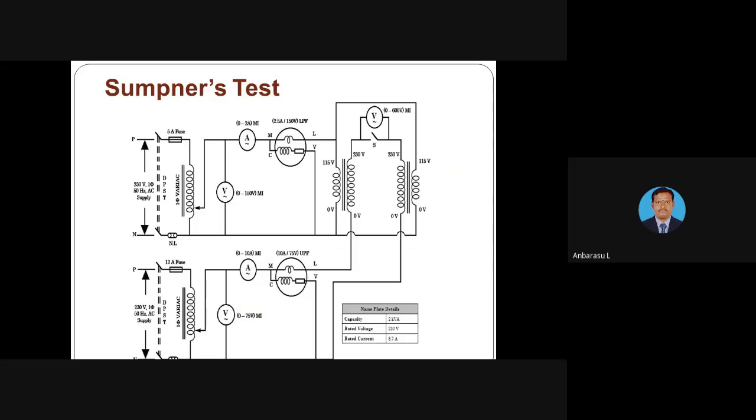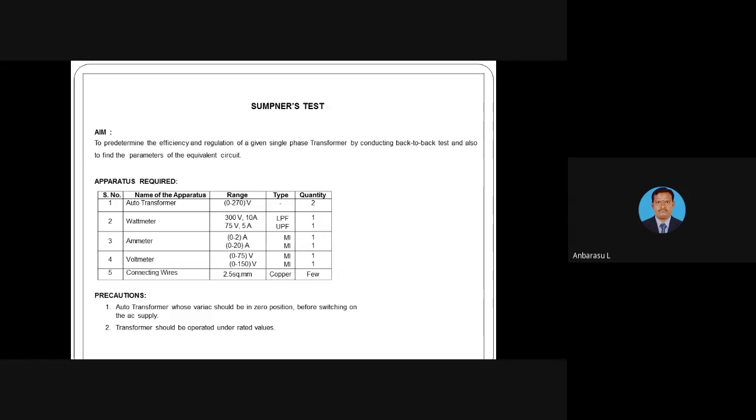Sumpner's test is used to test transformers. At a time, we determine the efficiency of the transformer, or conduct the open circuit test and short circuit test, by connecting two transformers in parallel. It is also known as Sumpner's test.